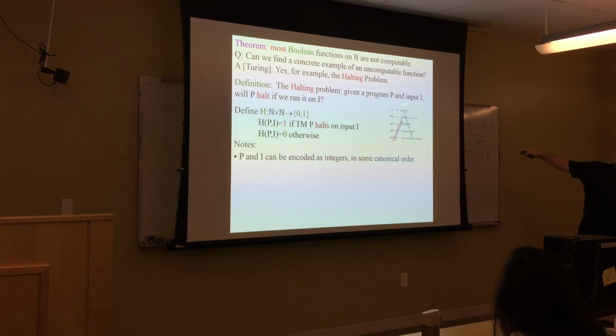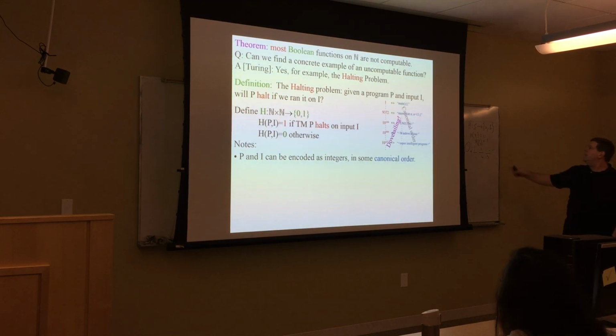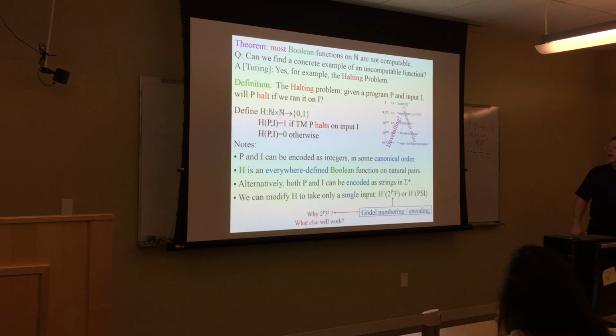So the halting problem is: given a program P and an input I, does P halt if we run it on that input I? So we now make two arguments into this predicate H. H is a function from natural numbers to 0, 1, and it's the ith program and the jth input. You can sort the programs, you can sort the inputs.